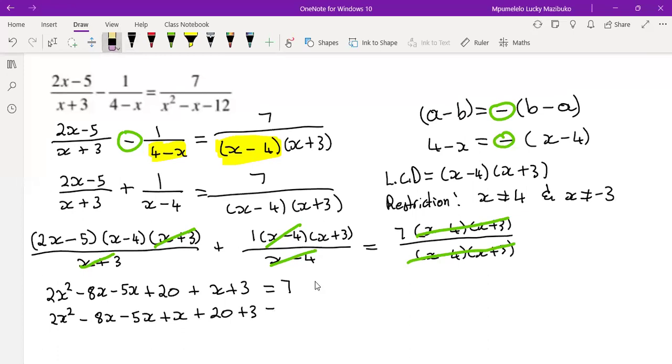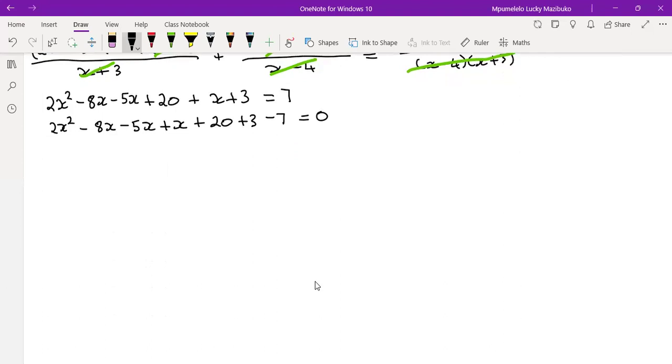Sorry, minus 7 equals to 0. Now, simplify like terms, 2x squared. This will be negative 13 plus x is negative 12, so negative 12x. And then this here, 23 minus 7 will basically give you plus 16. Okay, which is equals to 0.